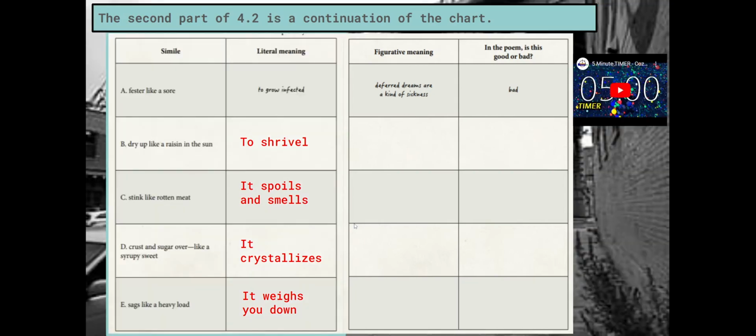All right, so the next part of this chart is, now that we have the literal meaning, we're going to take a look at the figurative meaning and then identify in this poem whether that simile is used in a good way or to show that it's a bad thing. So I'm going to set the timer for 5 minutes. Again, you're going to do B, C, D, and E.